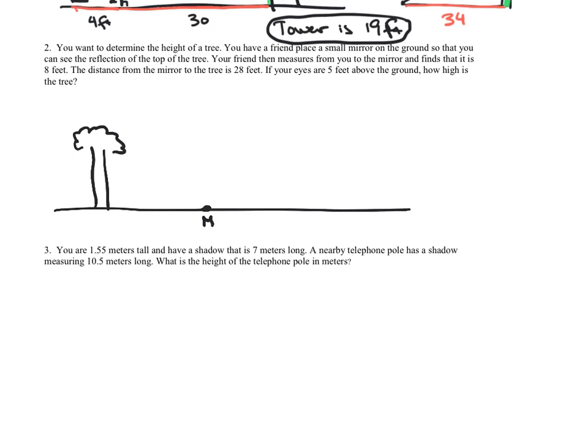Your friend measures you, so we need to draw us. Stick figure person, another leg. And finds that from you to the mirror is 8 feet. And the distance from the mirror to the tree is 28 feet. And your eyes are 5 feet above the ground. And so you're looking down into the mirror and back up to the top of the tree.